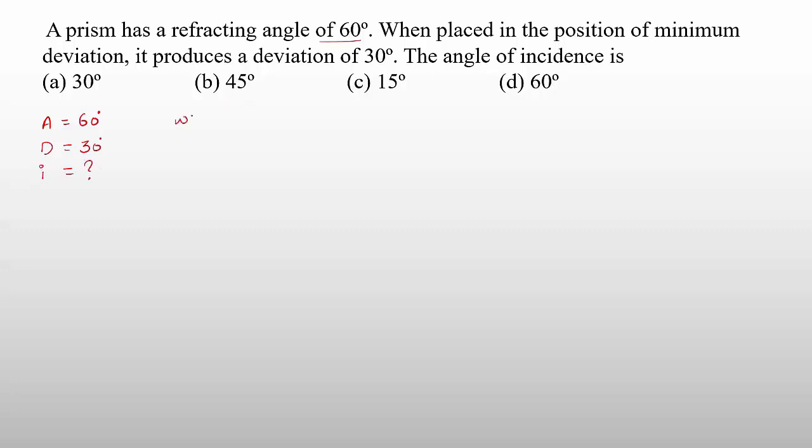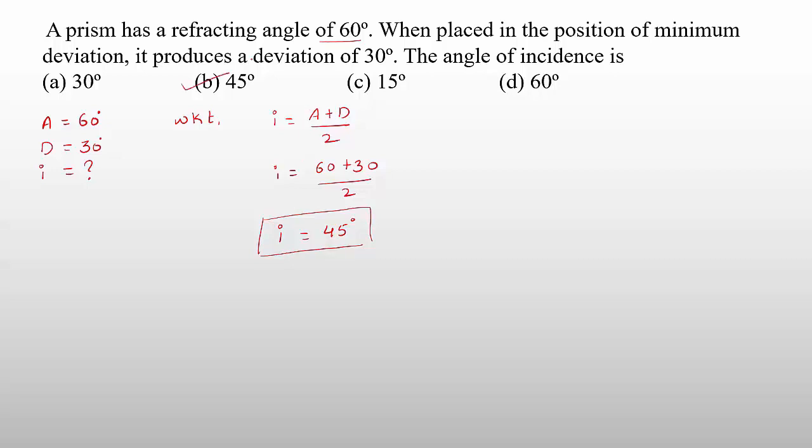Yes, we know the relation between A, I and D, that is I equal to (A plus D) divided by 2. Directly we can use this equation. Substitute the value (60 plus 30) divided by 2. So we will get the angle of incidence as 45 degree. So we should know the relation between A, I and D, that is I equal to (A plus D) by 2. So the angle of incidence is 45 degree.